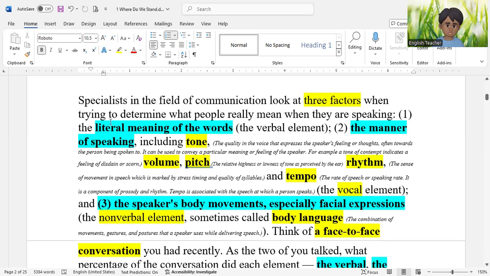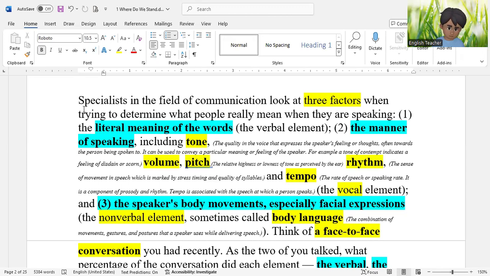Let's read what is given there. Specialists in the field of communication look at three factors when trying to determine what people really mean when they are speaking. So, in this sentence, you read about the idea of communication. And please understand that the essay which you are going to read soon is from the field of communication. So, what does communication mean? Communication means when people speak, when people listen, when they have conversation, when they talk.